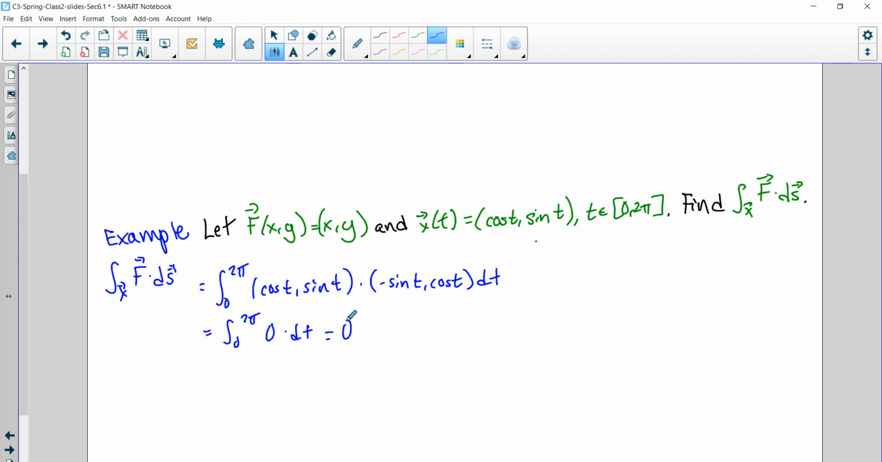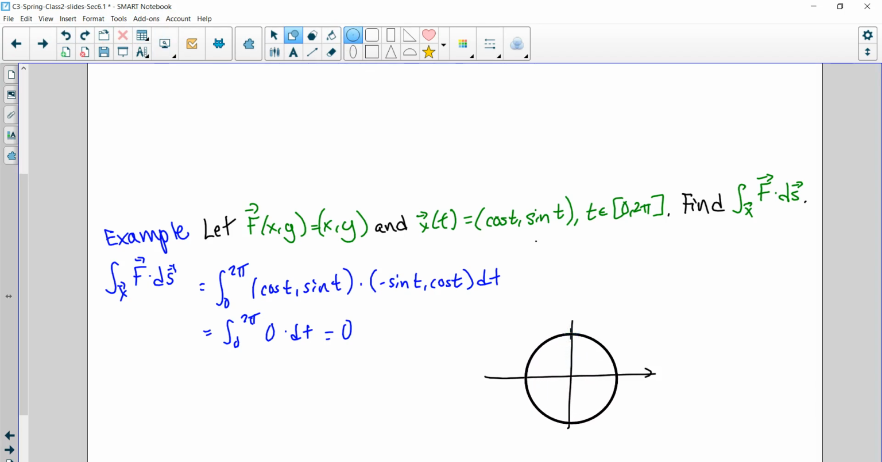Okay, and now here I want you to think about this physically too. Here our path is the unit circle. I'm going to cheat and draw a unit circle with my special tool. Okay, let's call that the unit circle. And per the parameterization, I am going counterclockwise, and that's per this t, right?